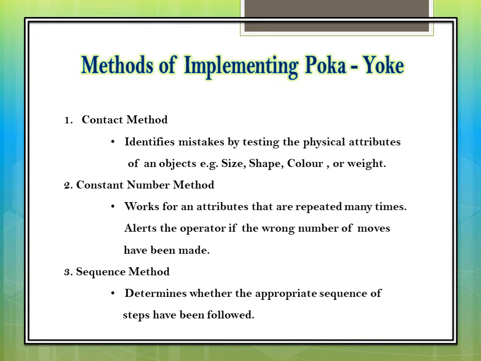The next is the constant number method, and this type of Poka-yoke works for attributes that are repeated many times. This type of Poka-yoke alerts the operator if the wrong number of moves has been made in a process. Finally, we have the sequence method, and this type of Poka-yoke determines whether the appropriate sequence of steps has been followed.